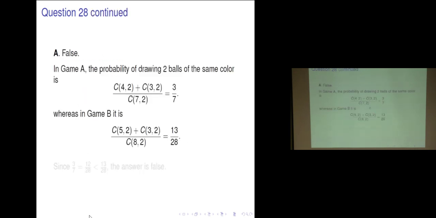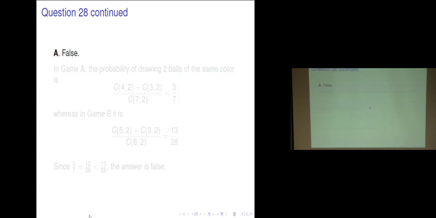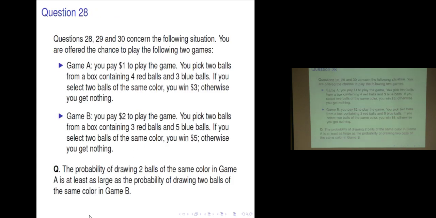So it's C of 7 choose 2. Now, you want to calculate the probability. You want to calculate the chance you get 2 balls of the same color. So it's either blue or red. Yes, red or blue, right?